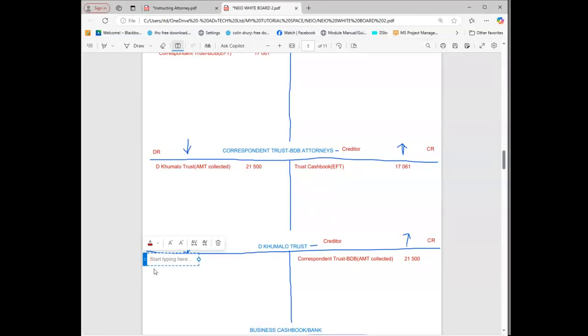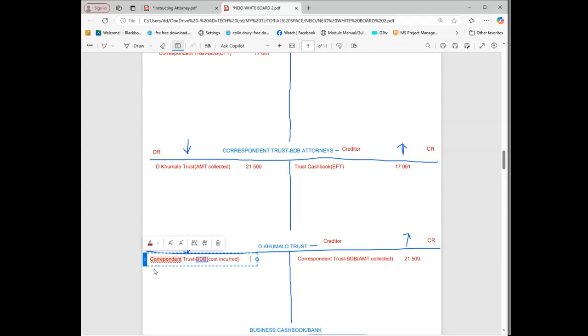And then obviously this compensated the correspondent trust. So I'm going to take this correspondent trust. And then I'm going to say BDB, because these fees belong to the BDB, by the way. Yes, they belong to them. What can I call them? I'm trying to find a term that I can use here. I can say cost incurred. Is it okay if I say cost incurred? Yes, that's perfect. Cost incurred.